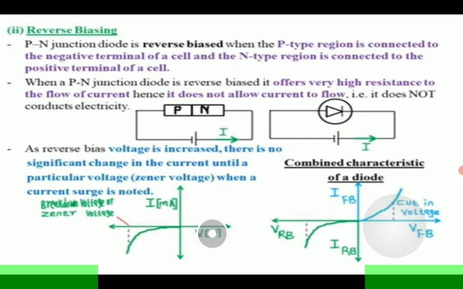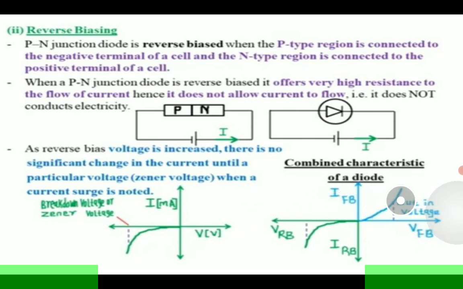Alright, so we are saying that when the diode is connected like this, there is never going to be current flowing through until at a certain point, at a particular voltage, which is called Zener voltage. That's when you'll be able to note some current surge or a sharp increase in the current.